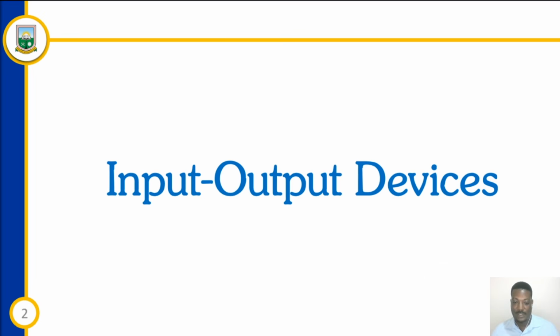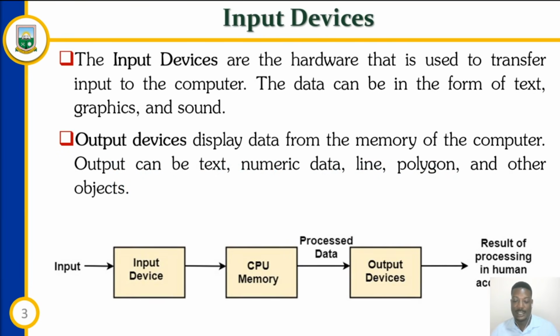Now, when we talk about input devices, they are generally hardware that is used to transfer data into the computer. So anytime you have some sort of information or data that needs to go into the computer, the input device is the one that will help you carry that information or data to the computer. Most of the time, the data sent using the input device can be in the form of text, a graphic, or a sound. So generally, most of the data transferred to the computer is in this form.